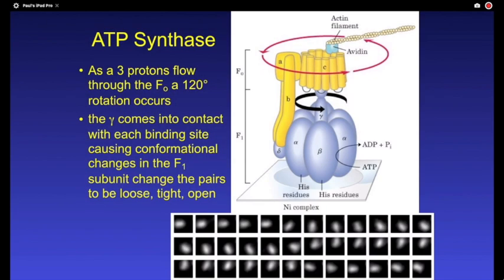Now, an experiment is done at the bottom, and what they did was they put an actin filament and they attached it to the FO portion of the ATPase, and they linked the AB portions to a slide. And what they did was they gave it some ATP, and ATP started breaking down.